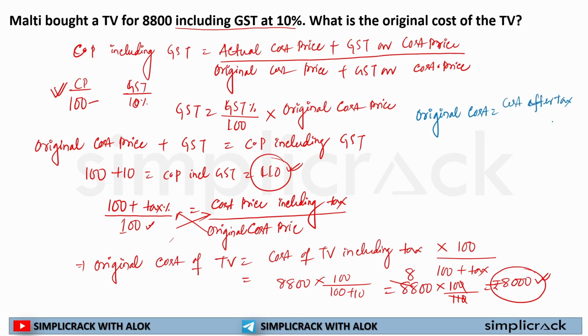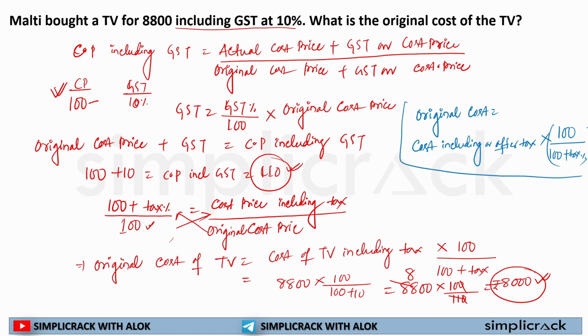Cost including tax, or after tax, you can say. Let me write it very clearly for all of you. Cost including tax or after tax multiplied by 100 divided by 100 plus tax percentage. So this is how you will be finding the original cost. This is the formula for it. I hope each and every one of you is clear about it now.